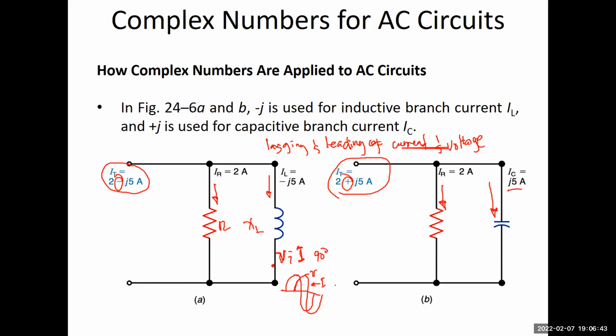That is the general rule for the voltage and current. They are always out of phase by 90 degrees.